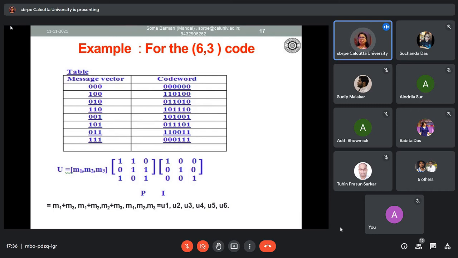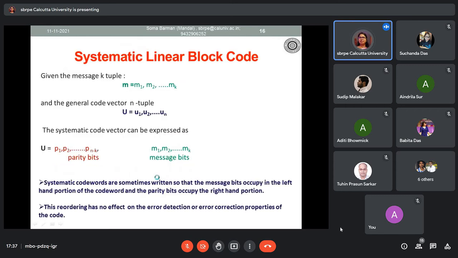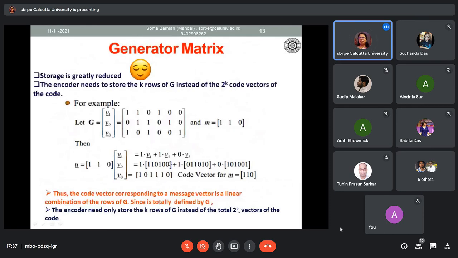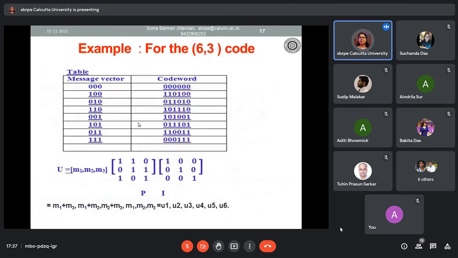So we are considering the same (6,3) linear block code, and we are considering a code word. And what is this? This is actually nothing but your generator matrix. This is the generator matrix that we have chosen here. The first row is 1 1 0 1 0 0.